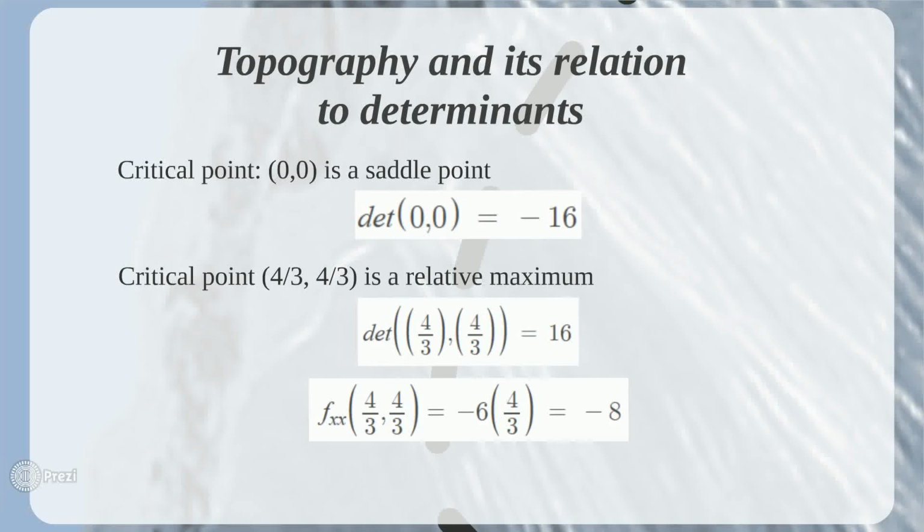Now plugging (4/3, 4/3) into the second partial derivative with respect to x, we see that it's equal to negative 6 multiplied by 4/3, which is equal to negative 8, meaning that it's less than 0, resulting in a relative maximum.